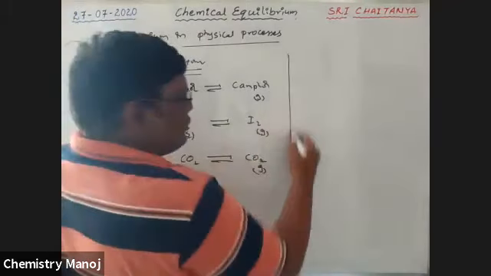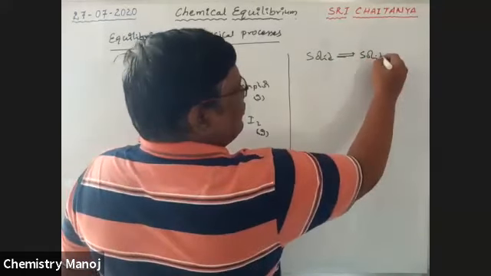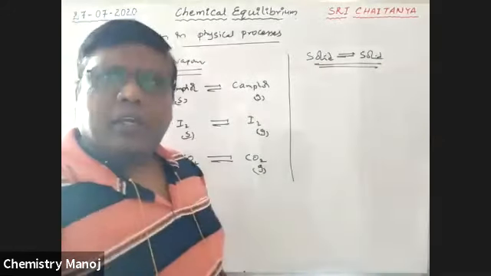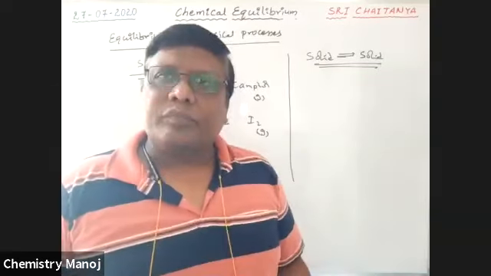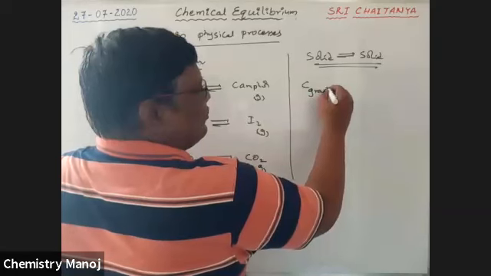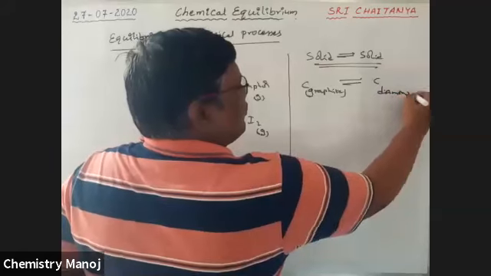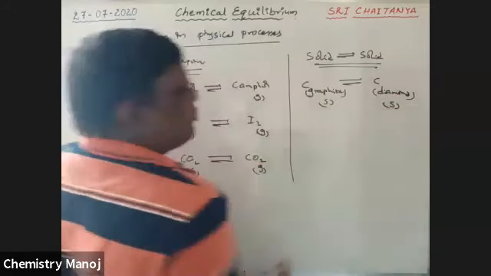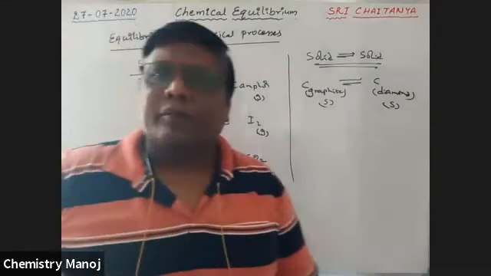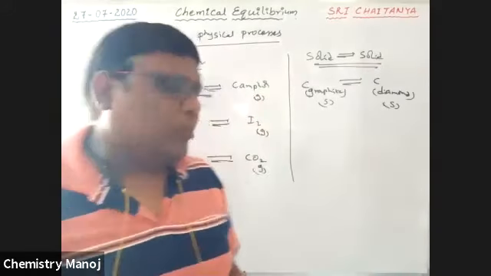Next, solid equilibrium. One solid is in equilibrium with another solid. That is nothing but allotropy changes. How is that? Carbon graphite is in equilibrium with carbon diamond. Both of these are solids, my dear boys, but both are in equilibrium. That is a solid equilibrium state. That is also physical equilibrium, boys. Next one.